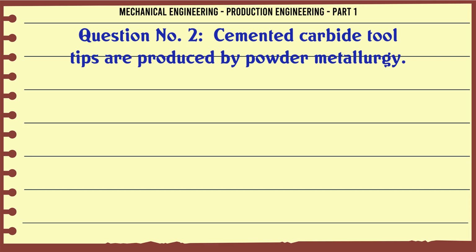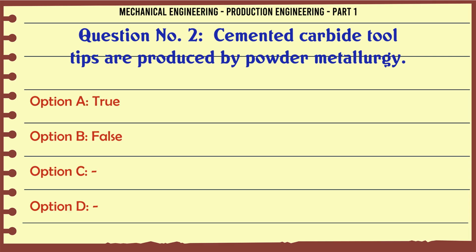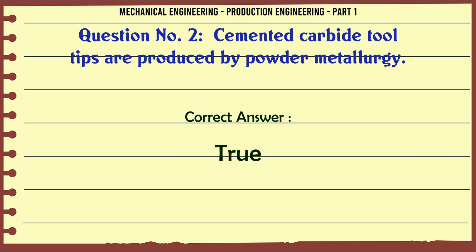Cemented carbide tool tips are produced by powder metallurgy. A. True. B. False. The correct answer is true.